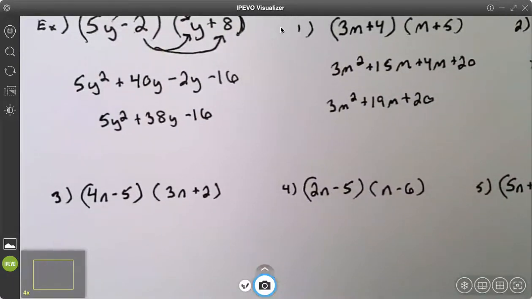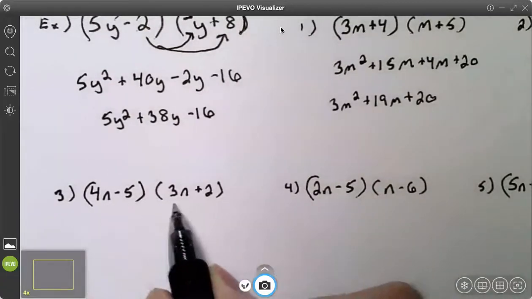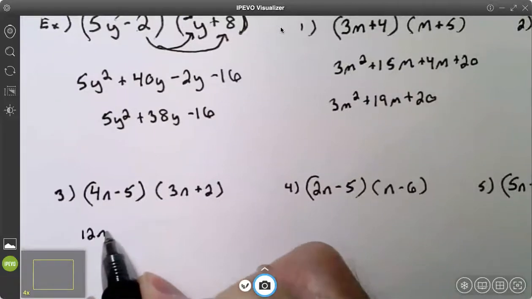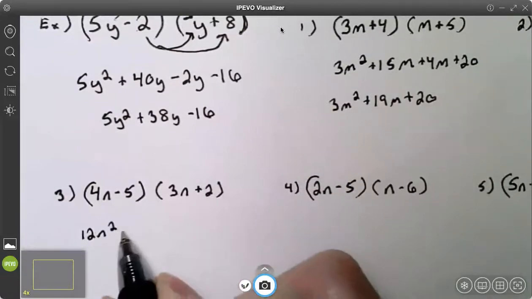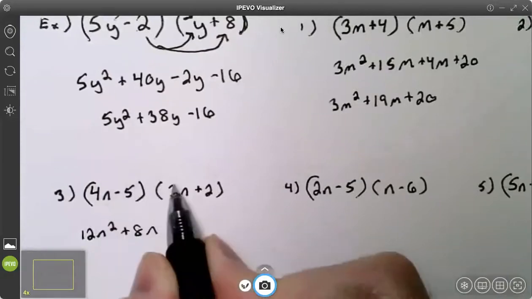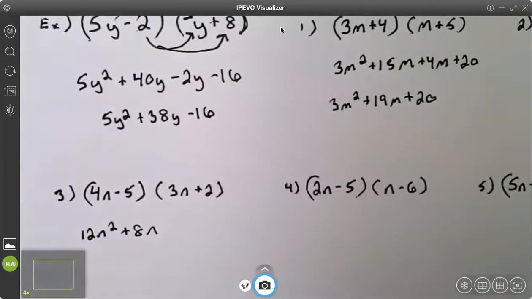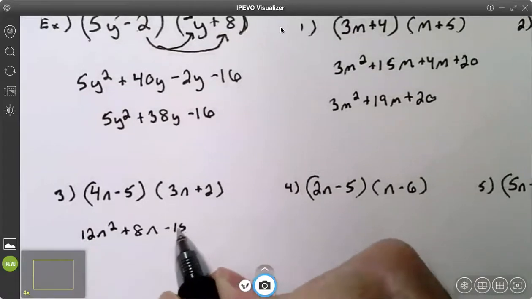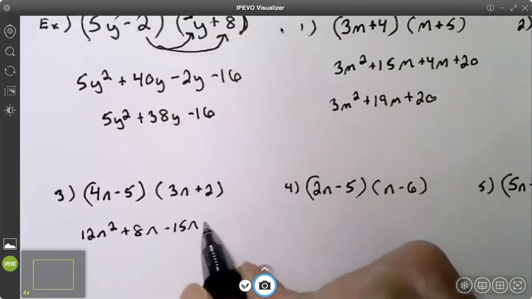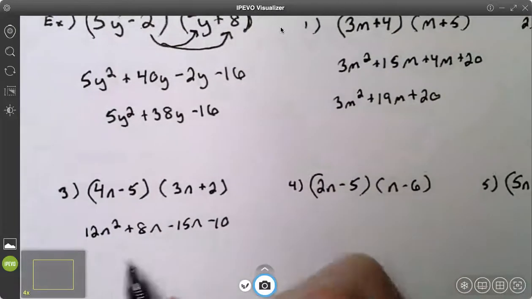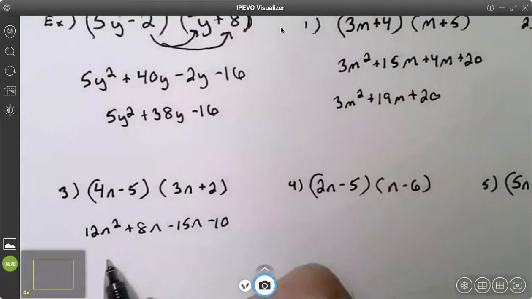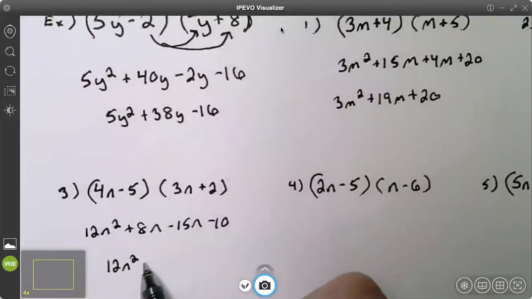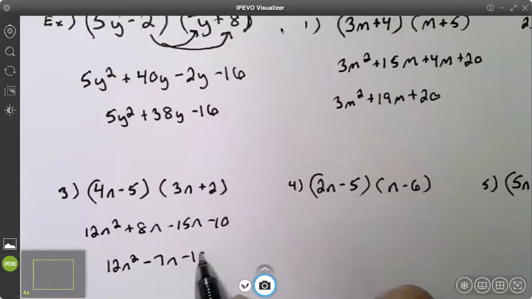Number 3. On number 3, 4n times 3n is 12n squared. 4n times 2 is 8n. I have distributed the 4n times both the terms in parentheses. Now we'll distribute the negative 5 times both the terms in parentheses. Negative 5 times 3n is negative 15n. Negative 5 times 2 is negative 10. Combine like terms in the middle, and I get 12n squared minus 7n minus 10.